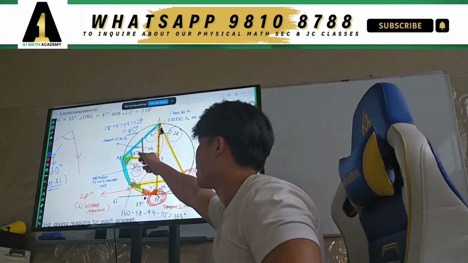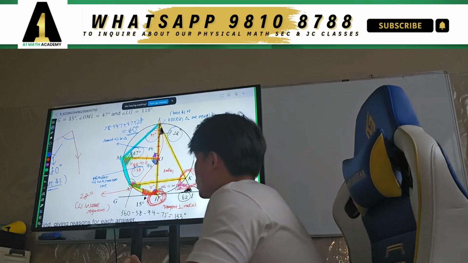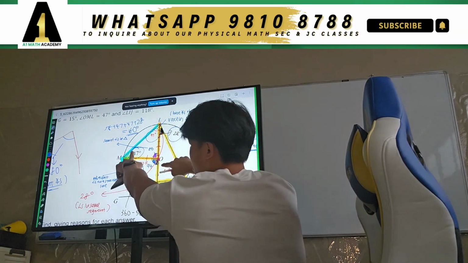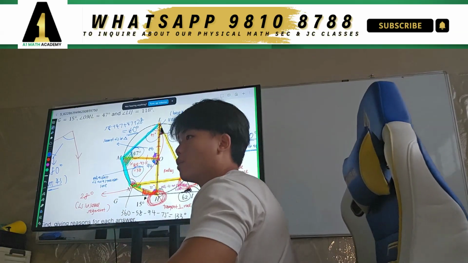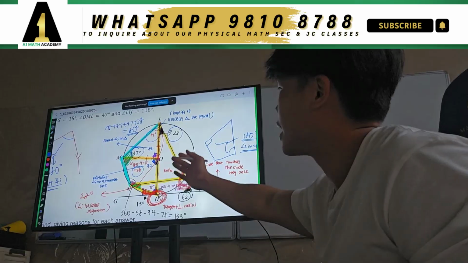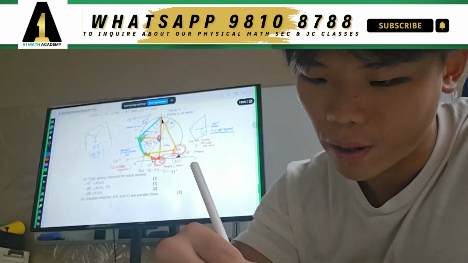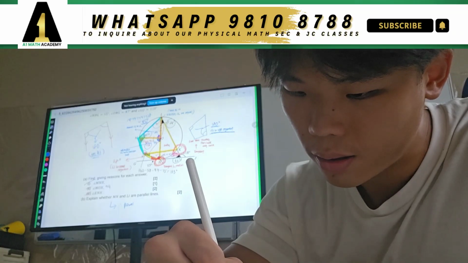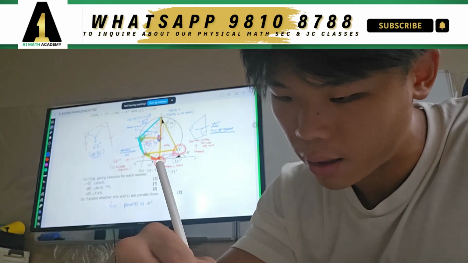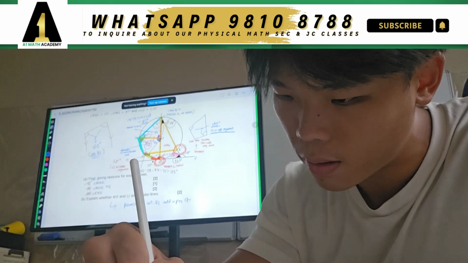So since they add up to 180, what can you infer about this? These two lines. Since the interior angles here and here add up to 180, they are parallel. So the answer is they are parallel because their interior angles add up to 180. So therefore parallel, as the interior angles add up to 180 degrees.